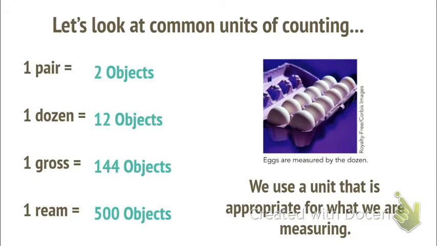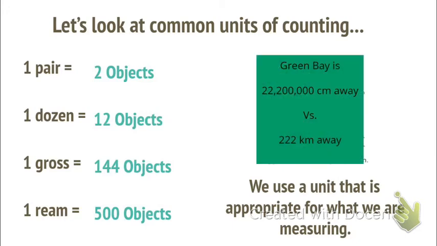So I think a good example of this would be if I were to say, hey, I'm going on vacation this weekend to Green Bay, it's only 22,200,000 centimeters away. That's a ridiculous measurement. We need to pick a measurement that's appropriate for what we are doing. So instead we would say Green Bay is 222 kilometers away, right? You wouldn't say that I have 250 pairs of paper. You would say I have a ream of paper.